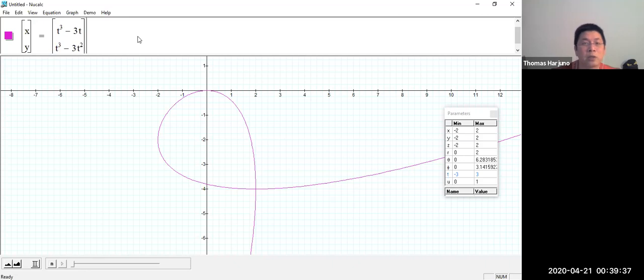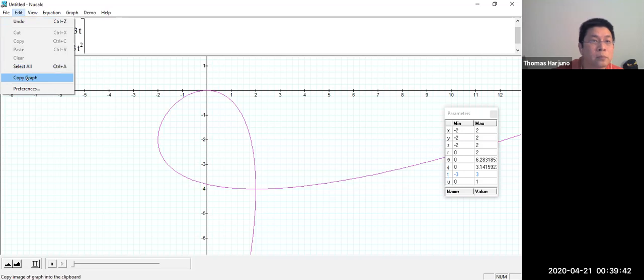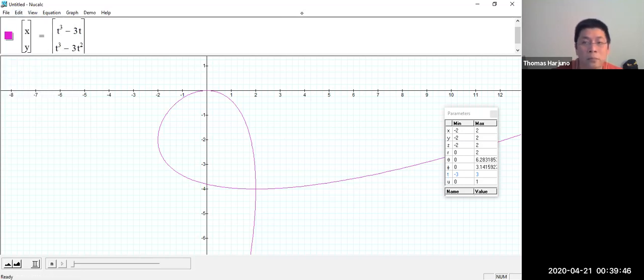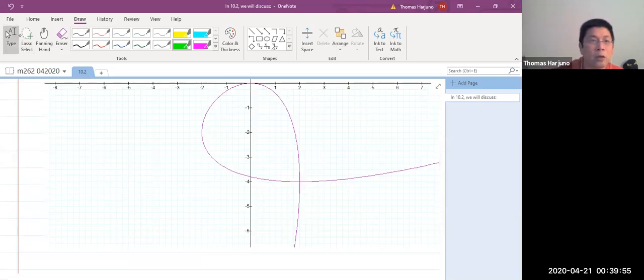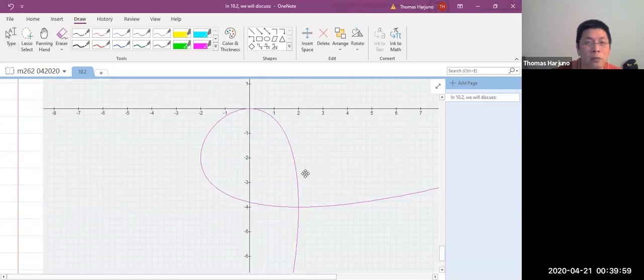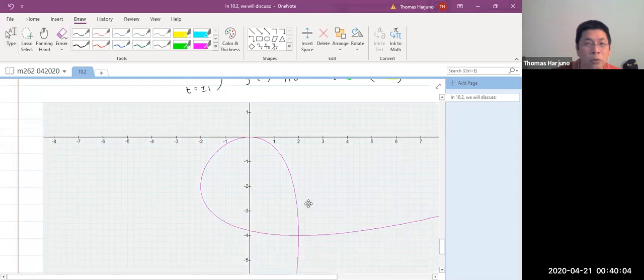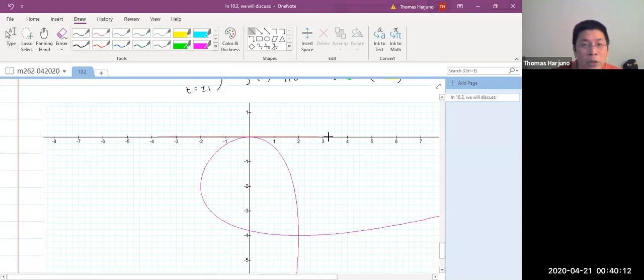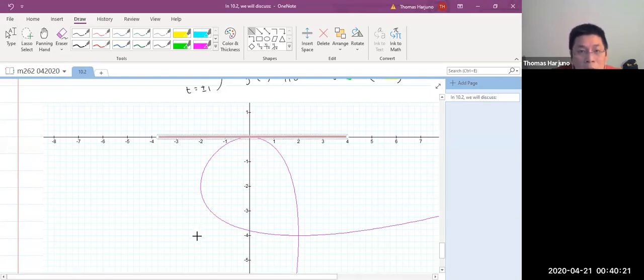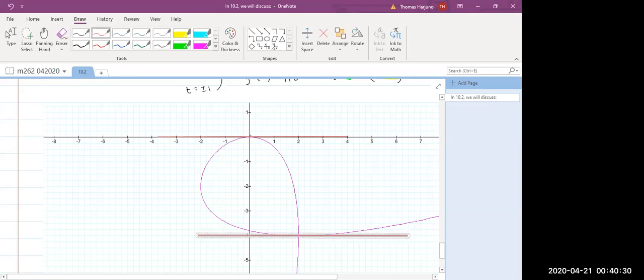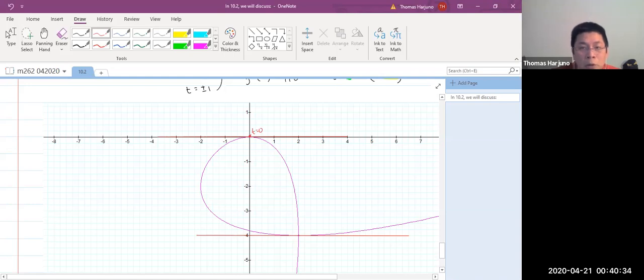So you see, as we expected earlier, we have a horizontal tangent line at 0, 0, right? And another horizontal tangent line at t equals 2. Okay, so when t equals 0, we have a horizontal tangent line. When t equals 2, we also have a horizontal tangent line.